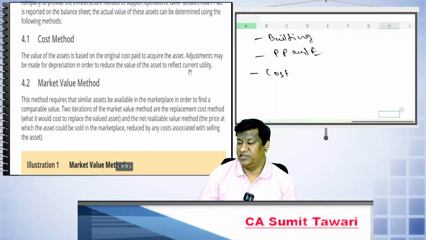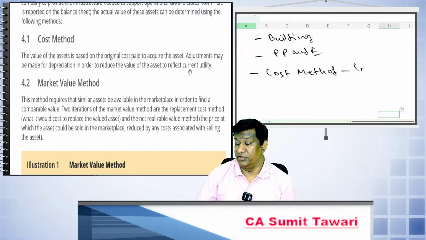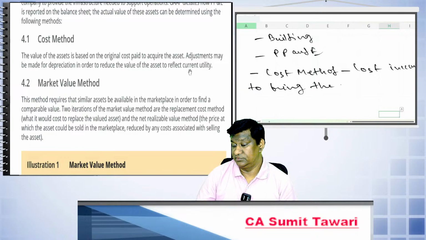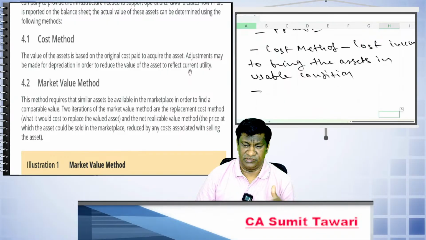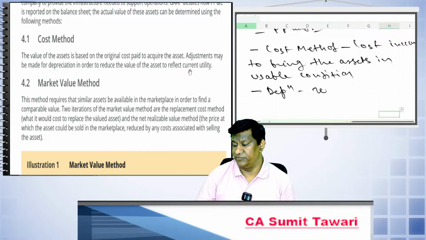The cost method generally means we are considering the historical method. So whatever may be the cost incurred to bring the asset into a usable condition, that we need to consider. And then further we are charging depreciation on a yearly basis, which represents the deterioration of the value of the asset.